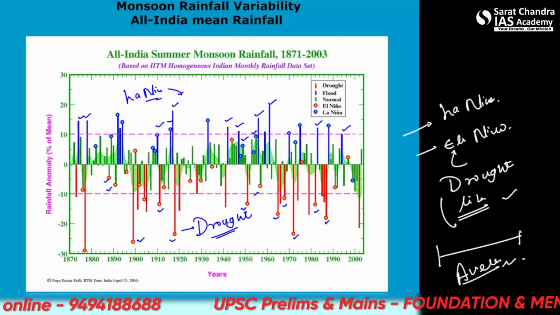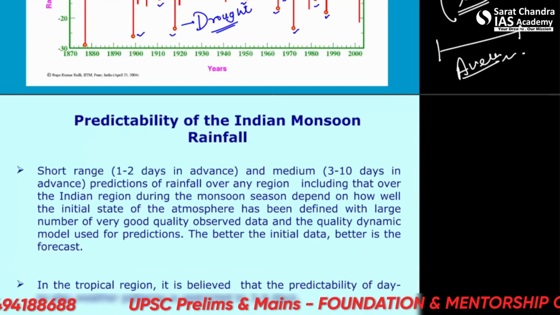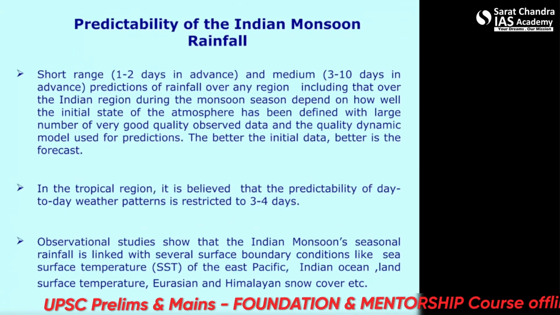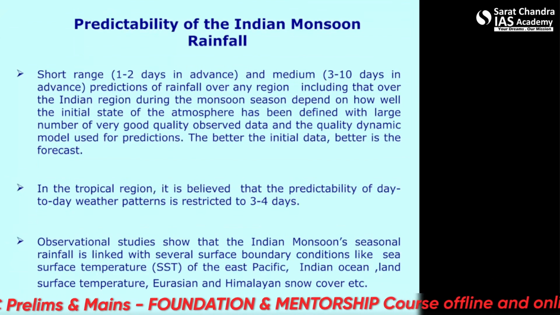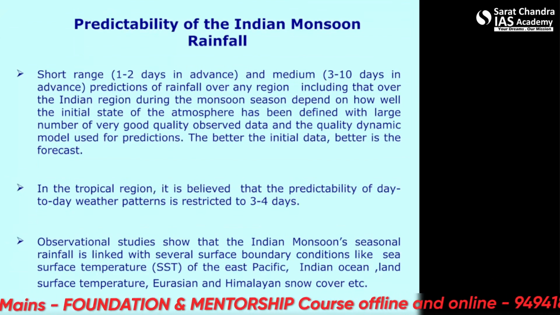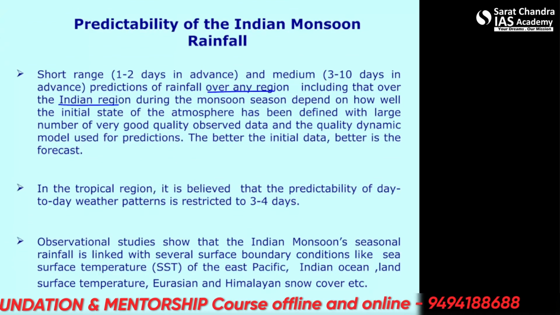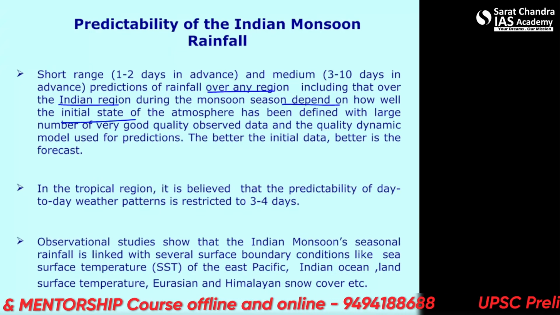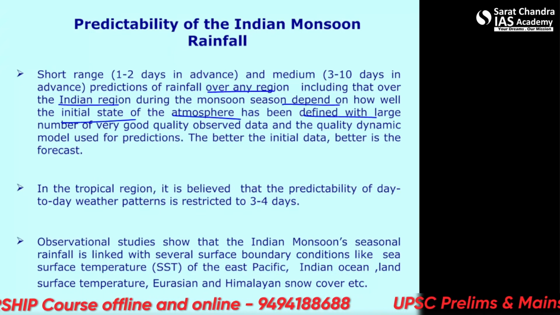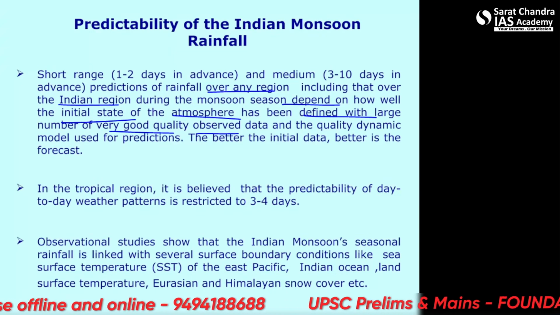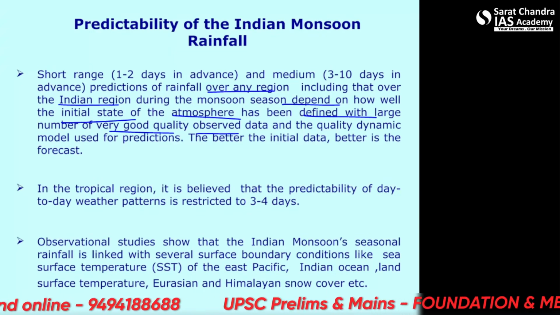So this is one factor. There are other factors as well. Let's talk about the predictability. This is also an important topic. So short range and medium predictions of rainfall over any region, including that over the Indian region, depend upon how well the initial state of the atmosphere has been defined with large number of very good quality observed data. So it's more or less about the statistics.